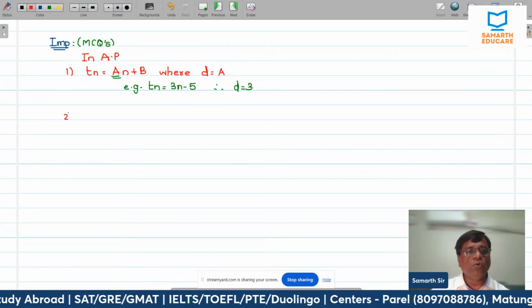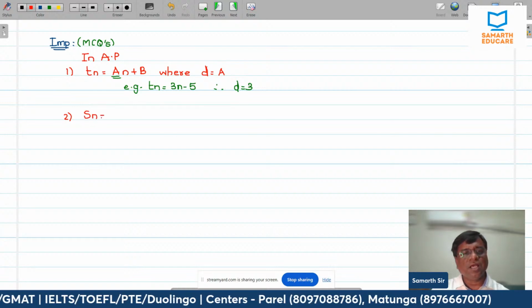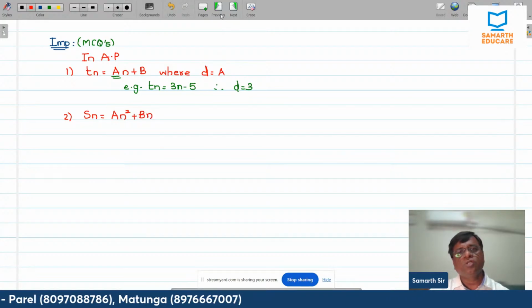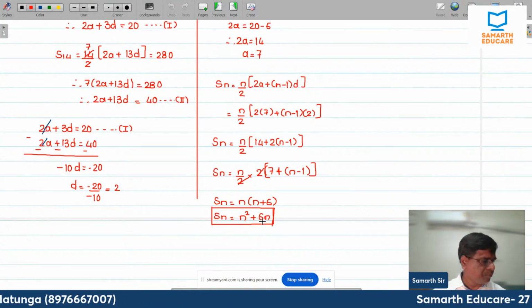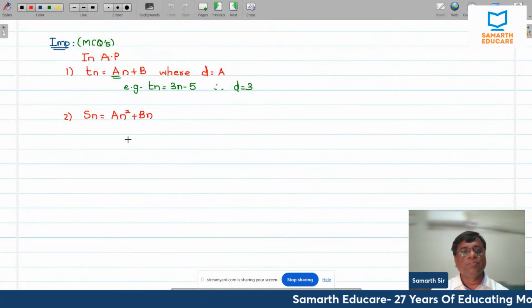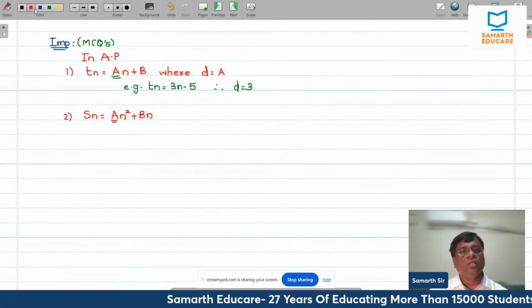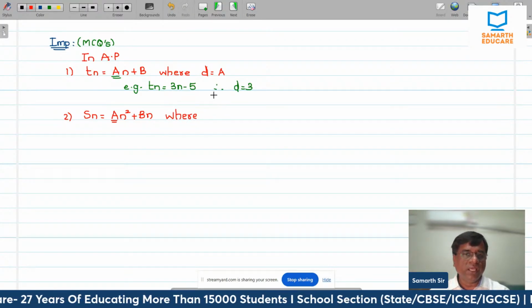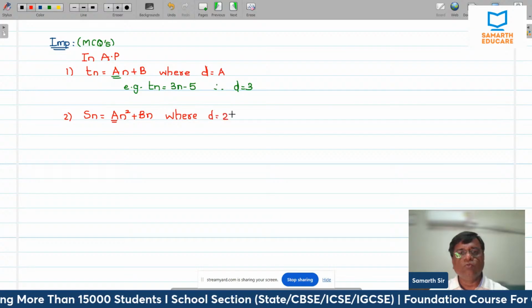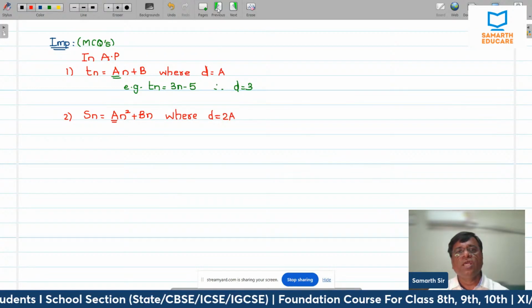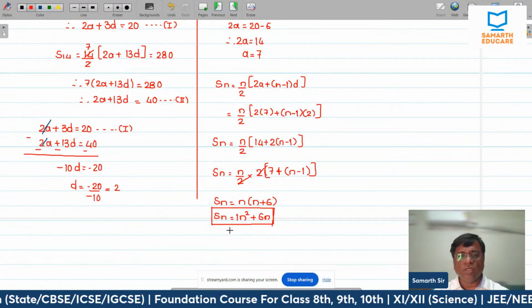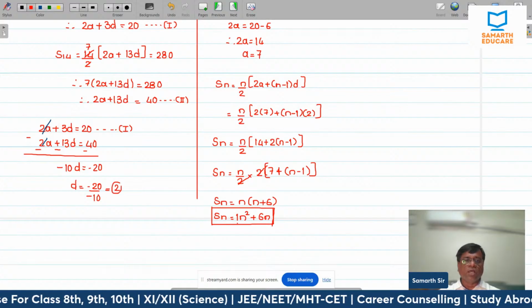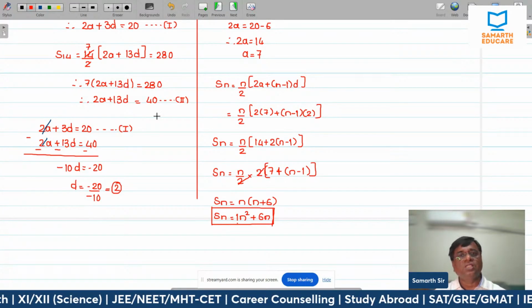Now the second point you need to understand: in an AP, the answer for Sn will always be of the form an square plus bn. Observe this, here an square plus bn has come, right? And in this case, very important, be careful, I have used a and b in both places. The value of d is 2a, right? For example, if you observe here, the coefficient of n square is 1, so the value of d should be 2. See, here 2 has already come. It is 2a, you have to look at the coefficient of n square.